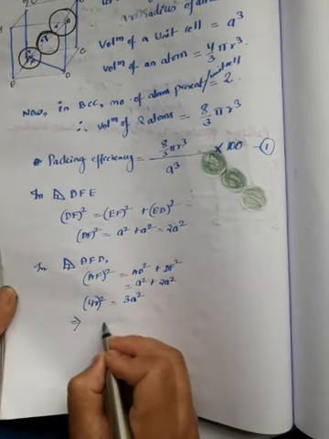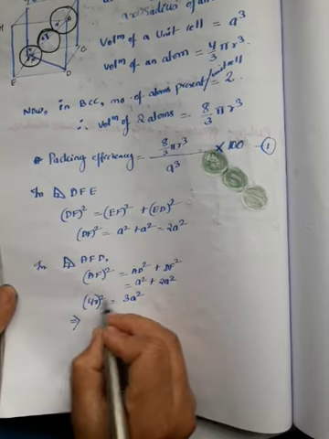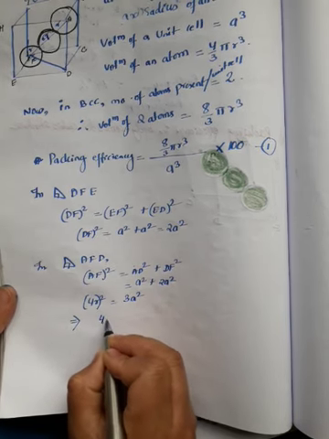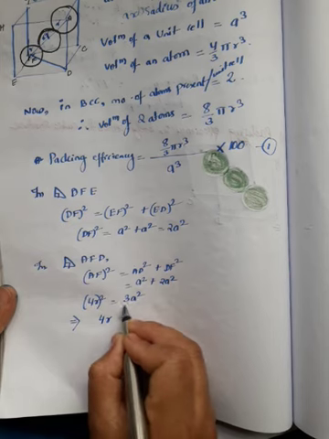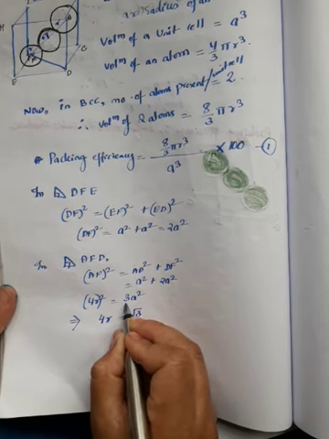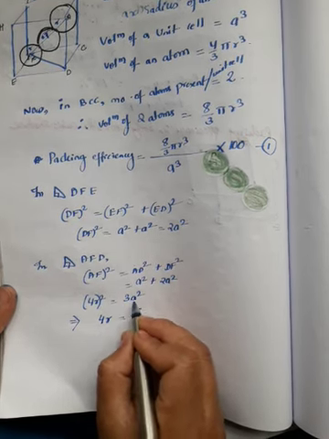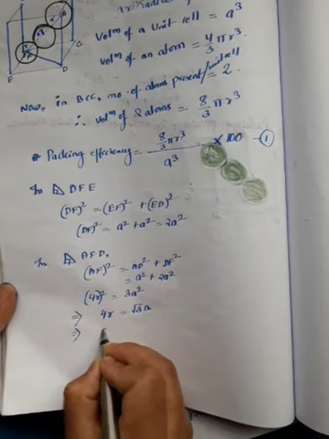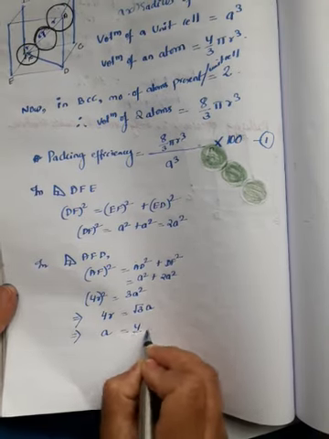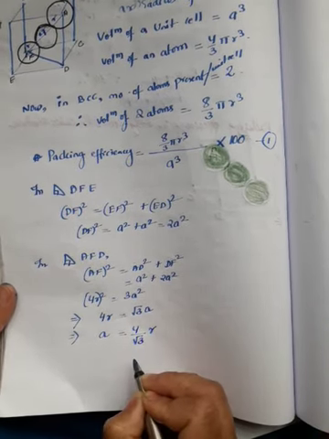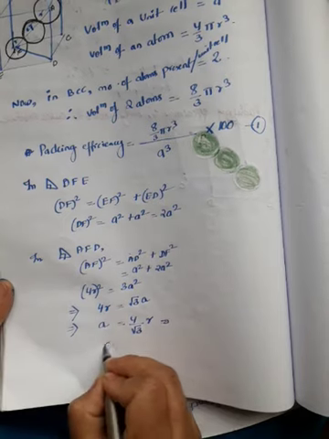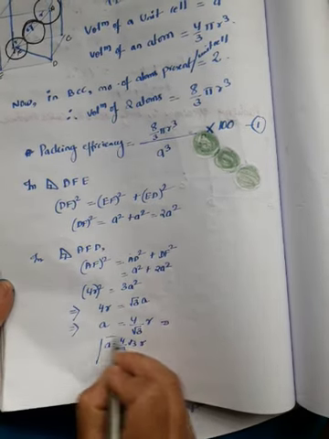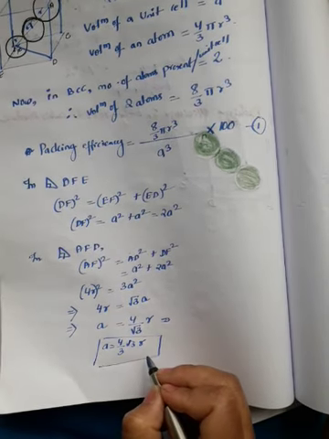Now what is a square? Now you just cancel the square root. What are you going to get? 4r equals root 3 a, because the square root of a square is a, and the square root of 3 is root 3. So a equals 4 by root 3 r. You can write this as a equals 4 by 3 root 3 r. So this is another relationship.